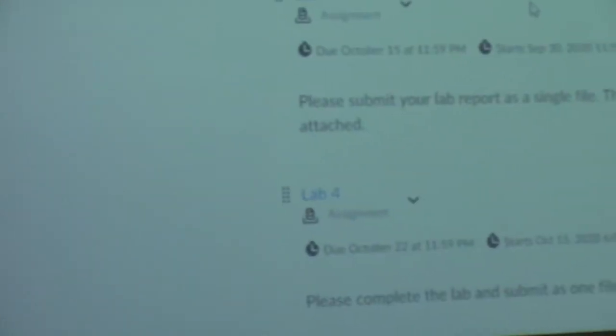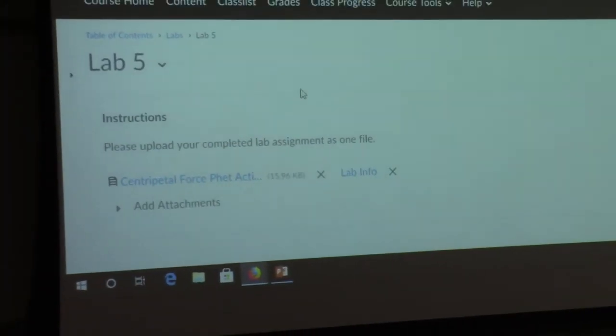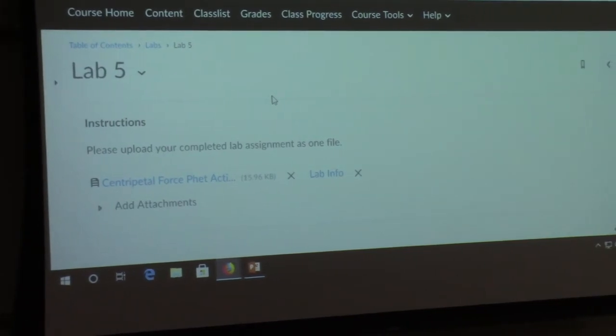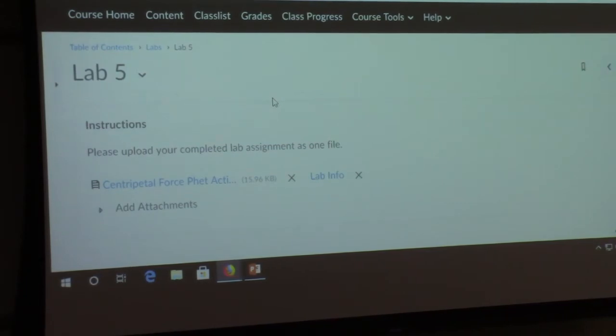So maybe we can take a look at the lab then. So this is Brightspace. If you go to content, labs. So this is the 5th one, actually. This is, again, the lab that is on centripetal force. It's the one that you've seen for a little bit. You might not have gone through it yet. It's a PhET activity. No big write-up for this one. You just go through, do some calculations, answer some questions.